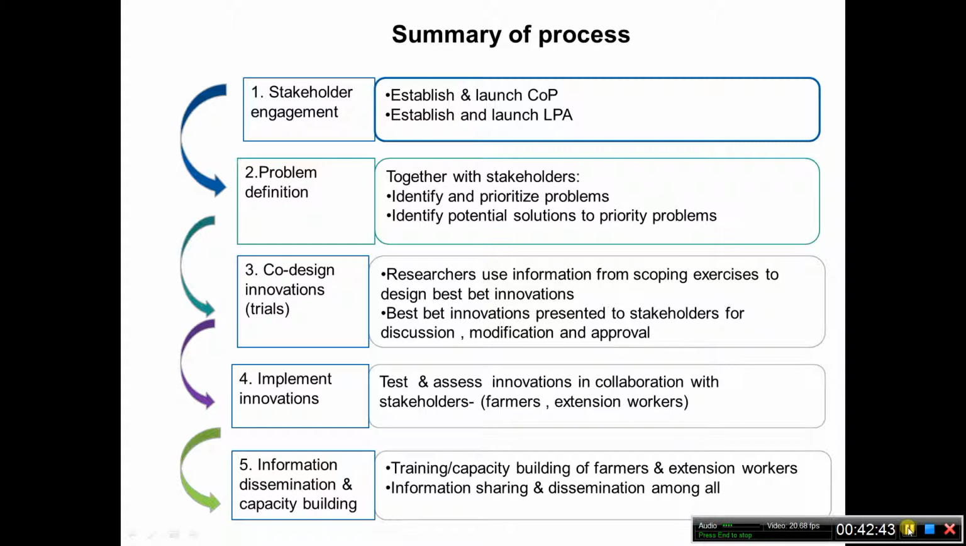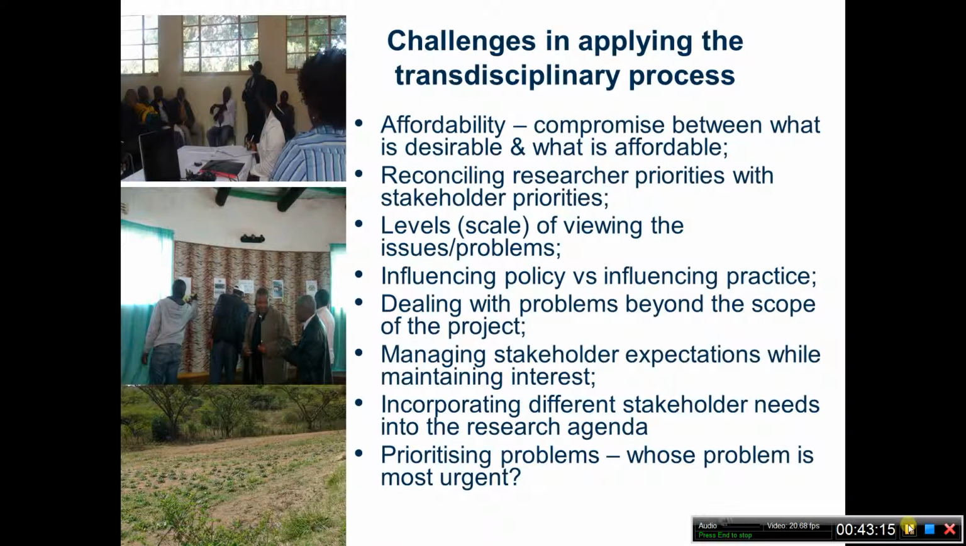And the next step was to implement the innovations, that is to test and assess the innovations in collaboration with stakeholders, farmers, extension workers, and other stakeholders. And the last step was information dissemination and capacity building. The project is ongoing, and this process of information dissemination and capacity building is ongoing. And this involved elements of training and capacity building of farmers and extension workers, information sharing and dissemination among the different groups.